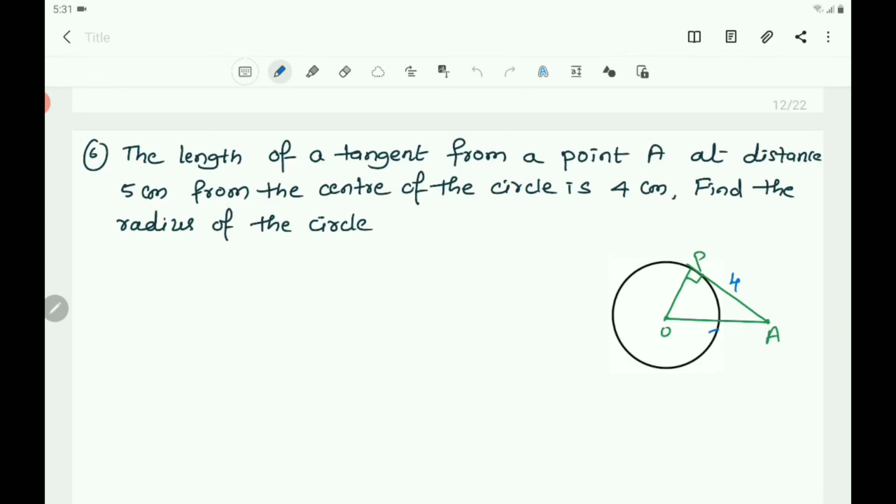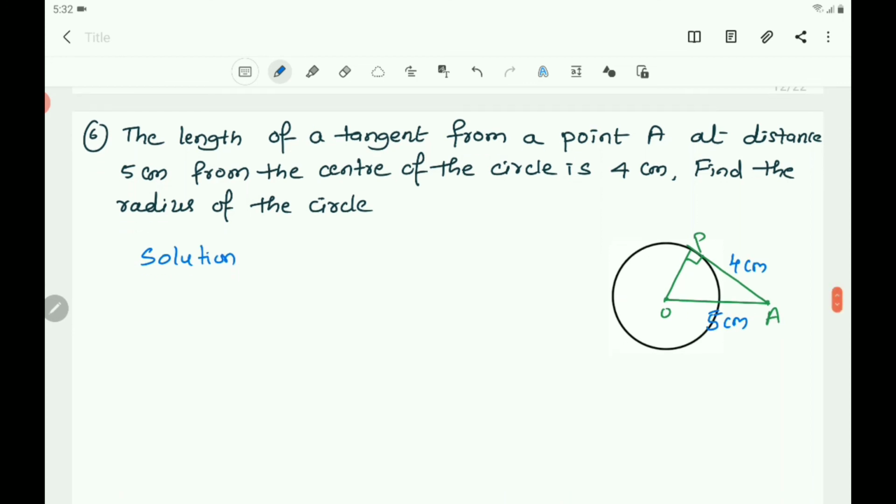Length of the tangent is 4 centimeter. It is at a distance of 5 centimeter from the center of the circle. So what is the distance here? The point A is at a distance of 5 centimeter from the center. So here OA equals 5 centimeter. The length of the tangent PA equals 4 centimeter. What we have to find out? Find the radius of the circle. So write the solution.